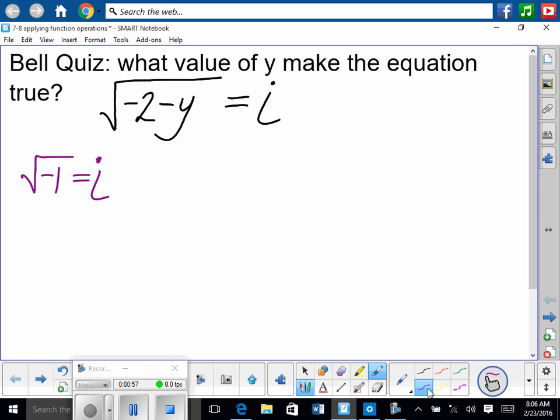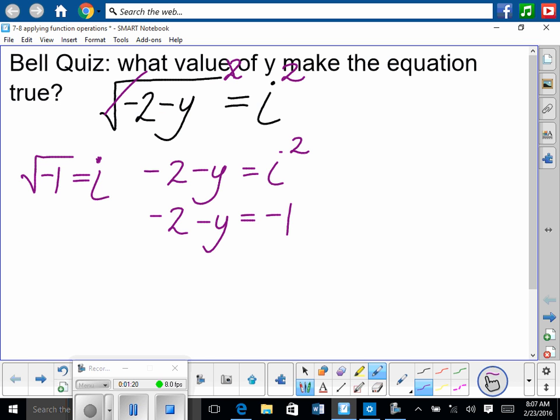So you squared both sides of the equation, so you're solving for y. Then on the left, my root canceled out with my power, leaving me with negative 2 minus y is equal to i squared. What is i squared? Negative 1. So we have negative 2 minus y is really equal to negative 1. Does everybody understand how Tyler's going about solving this algebraically? Not a bad idea.